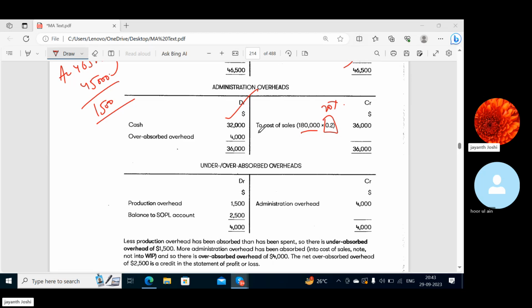So the thing is, what we have paid or incurred is 32, and what we absorbed is 36. That means we have incurred less, we charged more, so it is over absorption, 4,000, right?